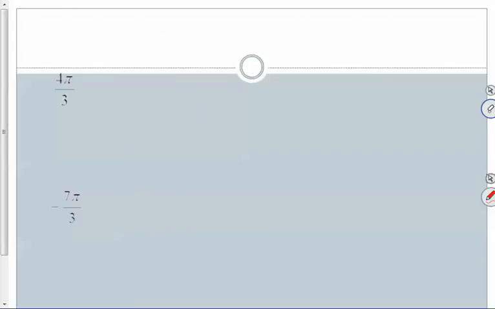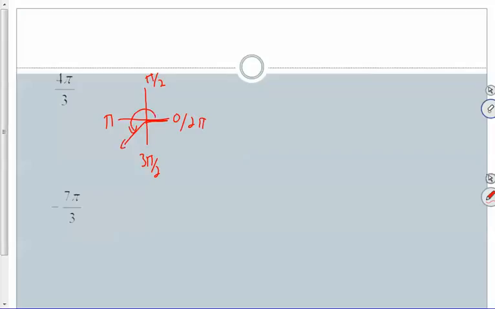Couple more. 4 pi over 3. Well, if we think about our 0, pi over 2, pi, 3 pi over 2, 2 pi, 4 pi over 3 is a little bit bigger than 1 pi, right? Because 3 pi over 3 is 1 pi, so you're probably right in here. You're in quadrant number 3.